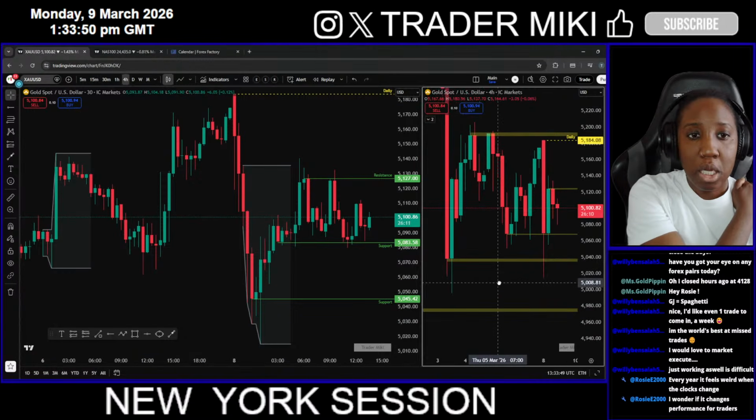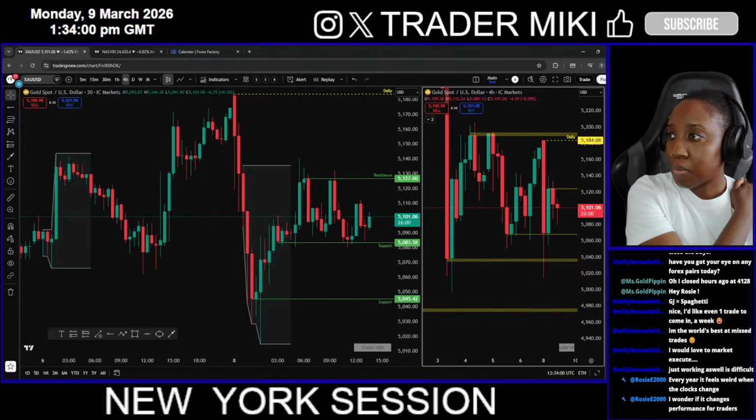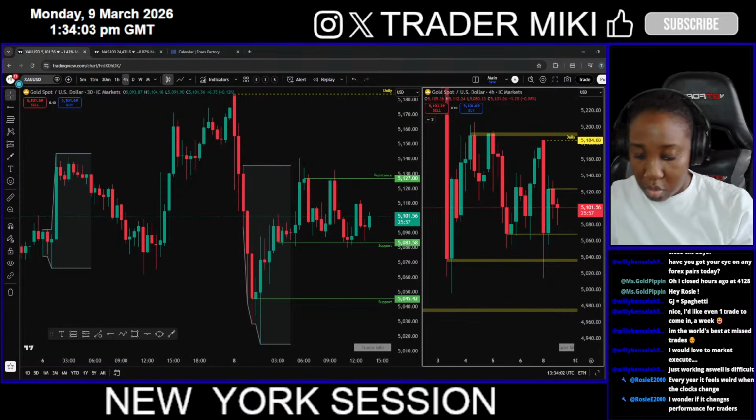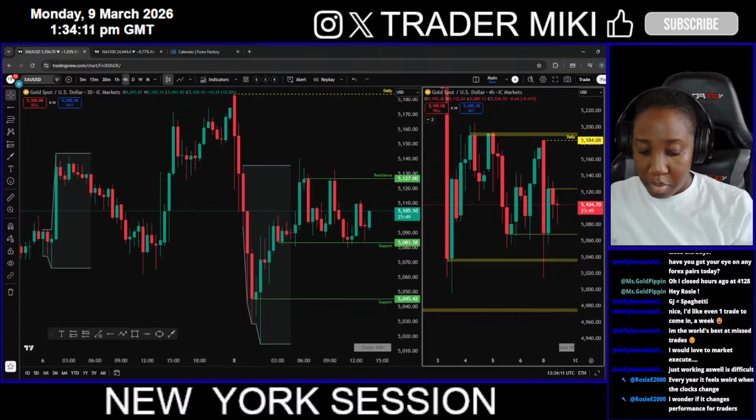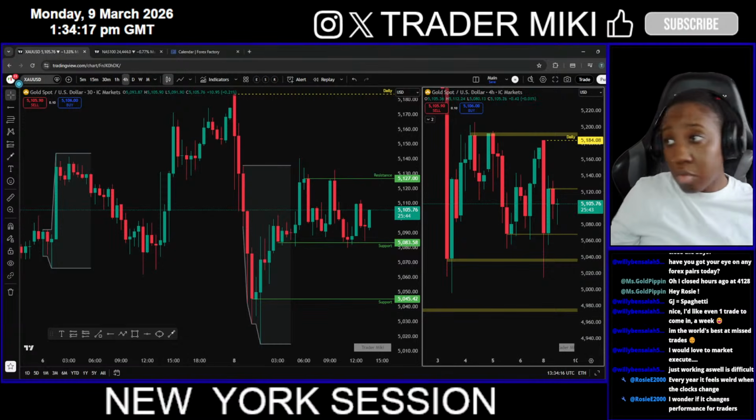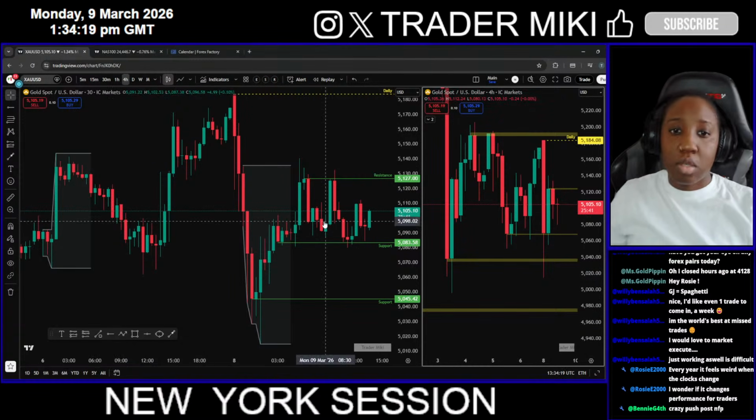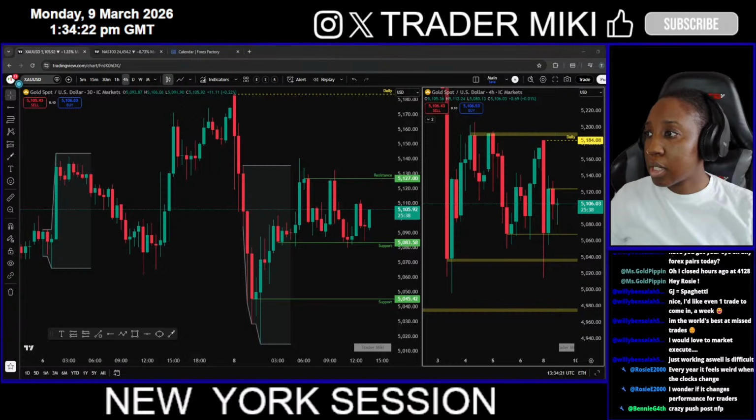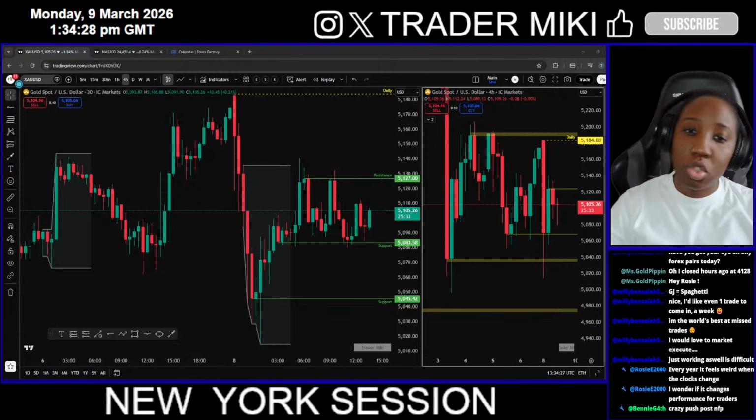Right after NFP, which candle was it? It was this one here, wasn't it? Right at the end of the candle, just boom, it created the whole bullish body. Oh, we might get that crazy push up today. Crazy push post NFP, man. Gold's going to do what gold wants to do.